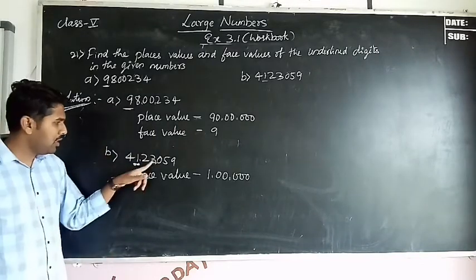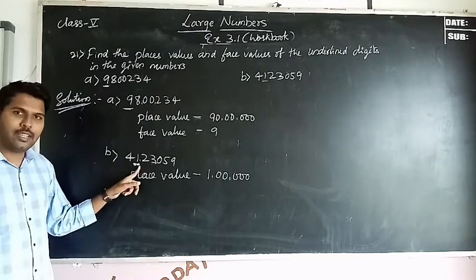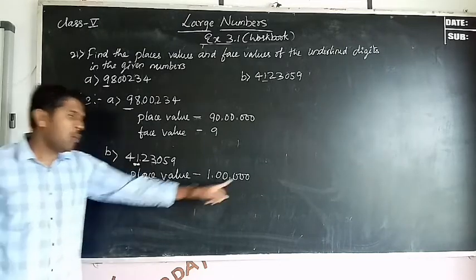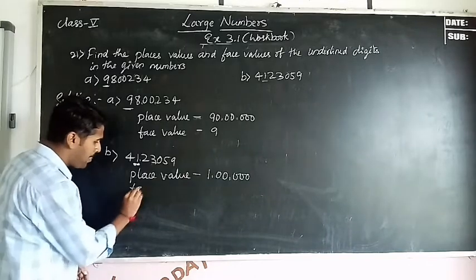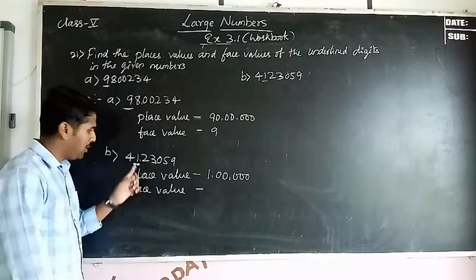If they ask for 3, it means 3,000. Okay, but here they ask for 1. That is 1 is in the lakhs position. That is 1 lakh. So place value is 1 lakh, and face value is the same number, 1 only.